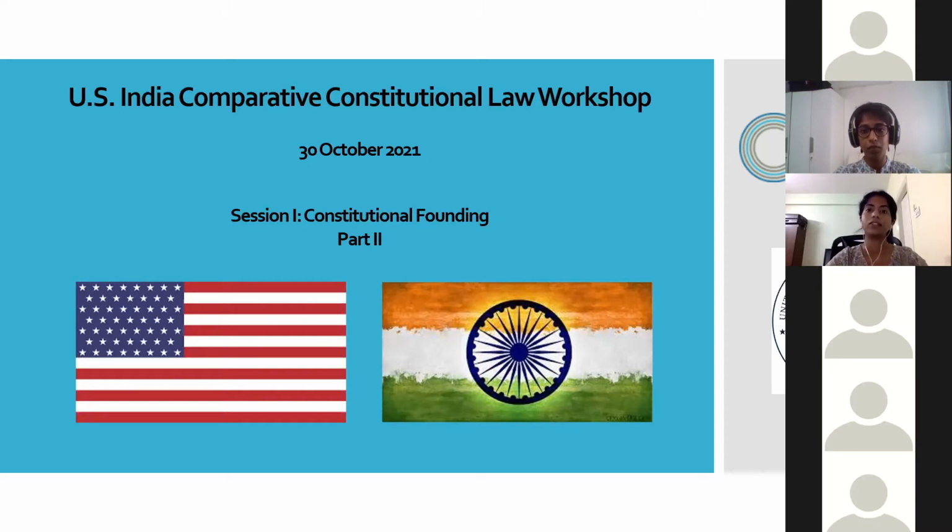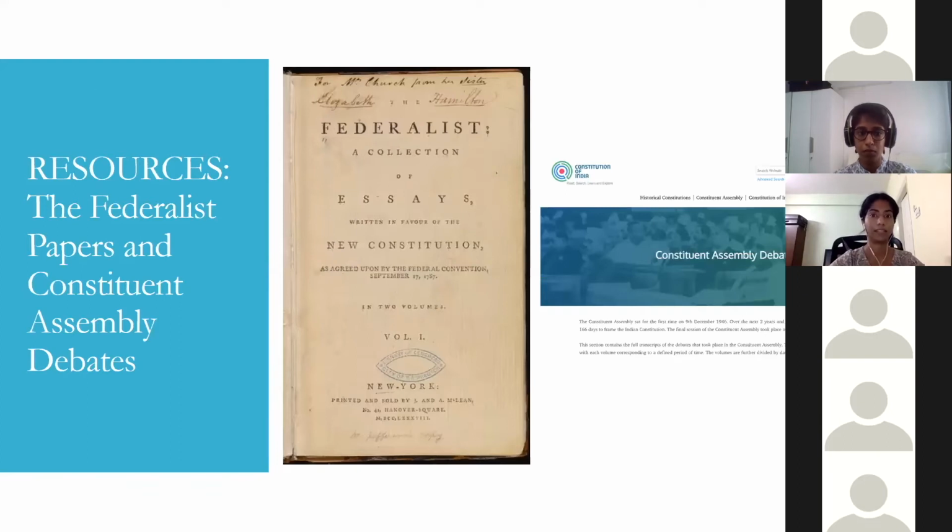For the American Constitution, of course, it's the Federalist Papers, which Meenakshi has explained to us in her earlier presentation. It's a collection of 85 articles and essays, written by Hamilton, Madison, and Jay under a collective pseudonym. And they did this, of course, to promote the ratification of the United States Constitution. For the Indian side of it, the resource is the Constituent Assembly debates itself. I will start with the Indian side of the doctrine on separation of powers.